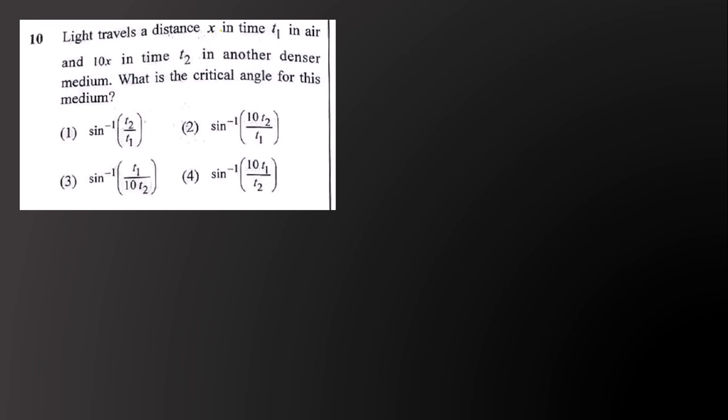Here it is given that light travels a distance x in time t1 in air and 10x in time t2 in another denser medium. What is the critical angle for this medium? Critical angle is something that we study in total internal reflection. We know that critical angle is nothing but the cutoff angle. If the angle of incidence is less than critical angle, then light will suffer refraction. But if the angle of incidence is more than critical angle, then light will suffer total internal reflection if it goes from denser medium to the rarer medium.